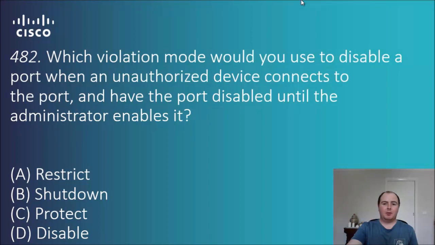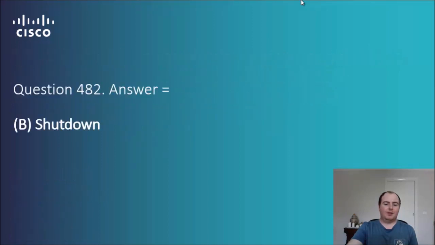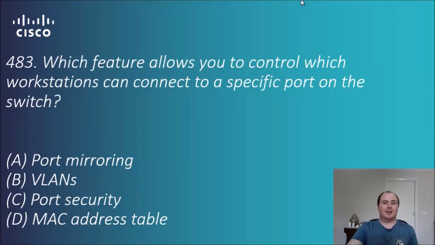482, which violation mode would you use to disable a port when an unauthorized device connects to the port and have the port disabled until the administrator enables it? So you've got restrict, shutdown, protect, disable. So violation mode, use disable port. Okay, so the answer for this one is B, shutdown. So you'll often see whenever anyone's disabling a port or shutting down a port, it'll go administratively down, which sort of specifies that.